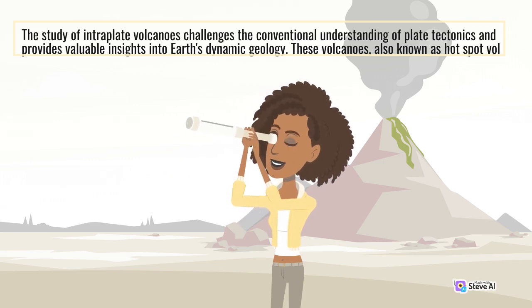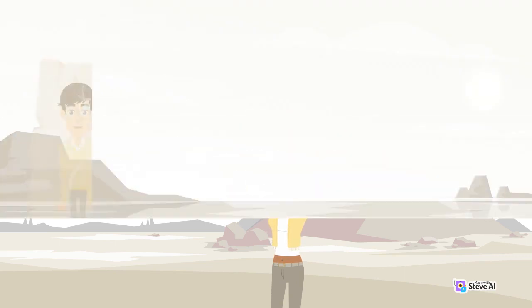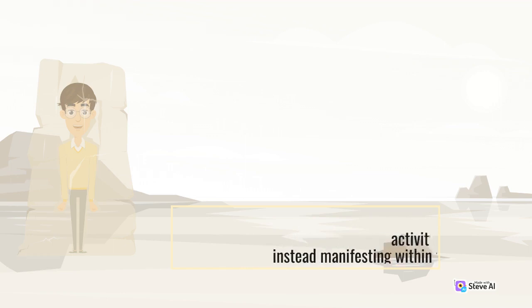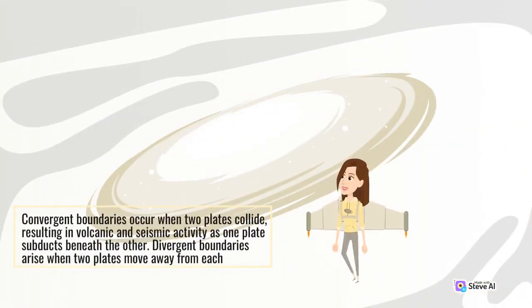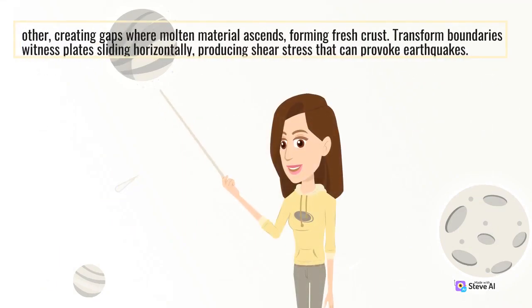These volcanoes, also known as hotspot volcanoes, deviate from traditional volcanic activity occurring along plate boundaries, instead manifesting within tectonic plates. Convergent boundaries occur when two plates collide, resulting in volcanic and seismic activity as one plate subducts beneath the other. Divergent boundaries arise when two plates move away from each other, creating gaps where molten material ascends, forming fresh crust.